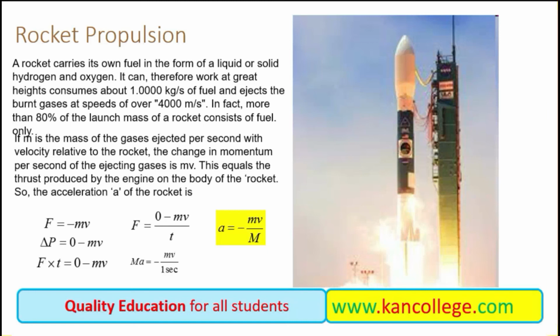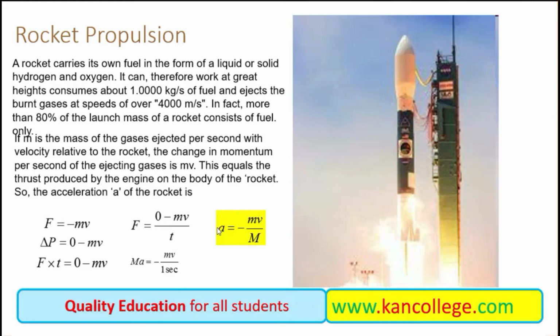If m is the mass of the gases ejected per second with a velocity v relative to the rocket, the change in momentum per second of the ejecting gases is mv. This equals the thrust produced by the engine on the body of the rocket. So the acceleration a of the rocket is minus mv over capital M.